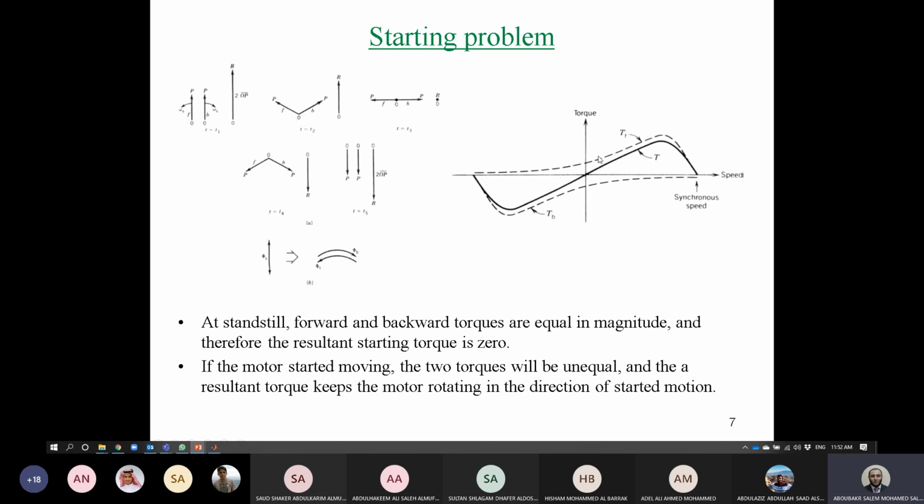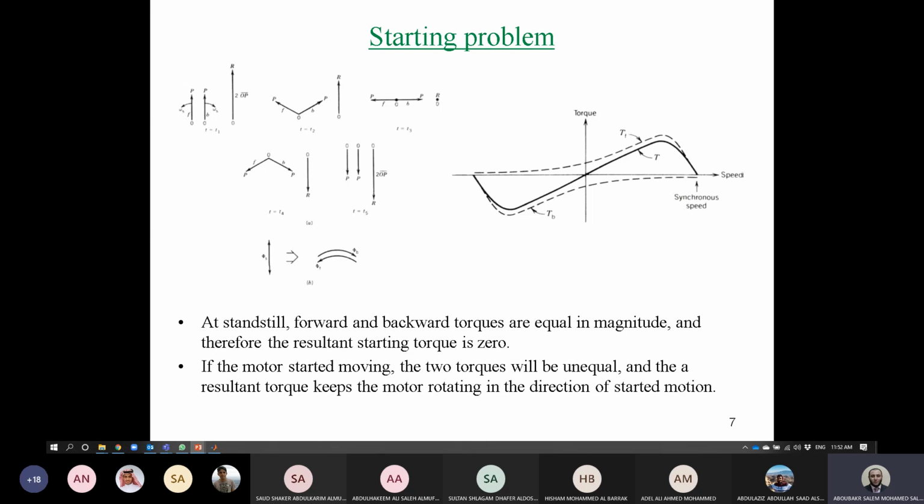For that, the summation of the flux of the motor at starting equals 0, and the torque as well equals 0. So the first characteristic here, this dashed one, is for forward torque versus speed, and the other one is for backward torque versus speed. The summation of the two torque components is the bold one, the solid line here. As you can see, for this solid line, at starting at 0 speed, the torque equals 0. For that, the motor cannot start by supplying the machine with an AC supply like that.